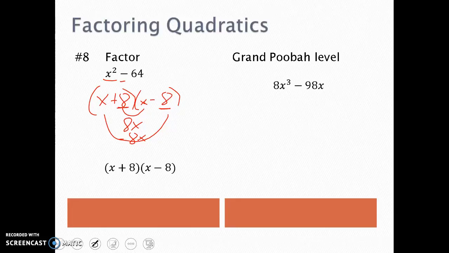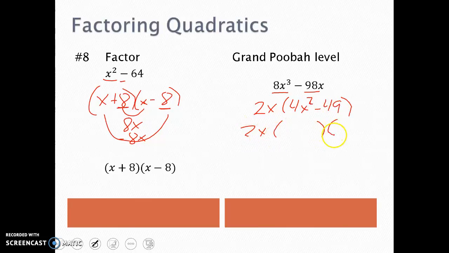Hopefully you've done that. We can factor out the greatest common factor first. The greatest common factor is a 2. A 2 goes into both 8 and 98, and I can take an x out. And then I want to multiply the 2x times 2 things to give me these 2 things. So 2x times 4x squared gives me 8x to the third, and 2x times negative 49 gives me negative 98x. So then I can factor this further.